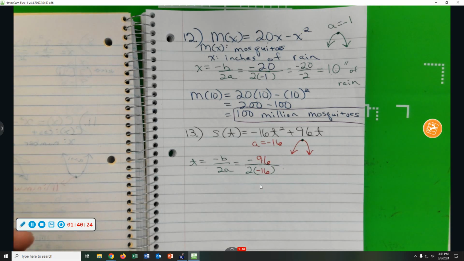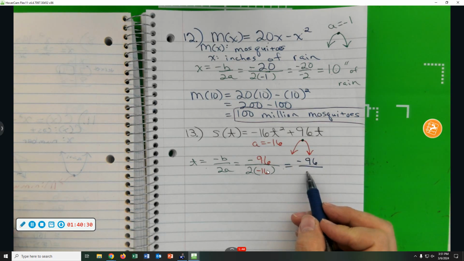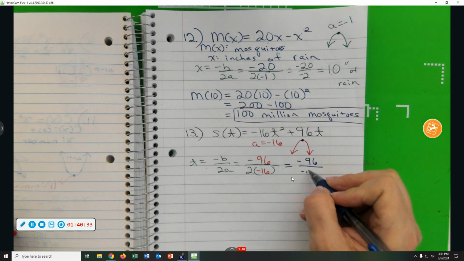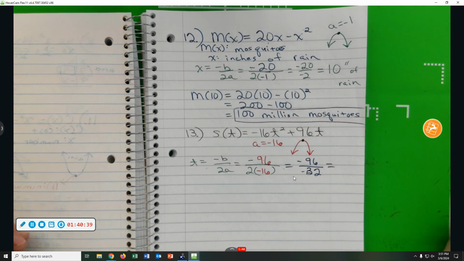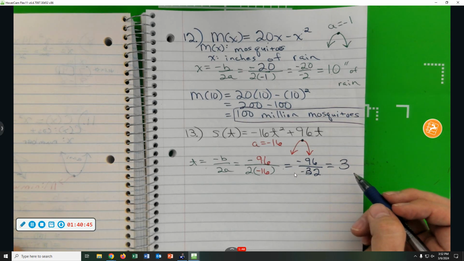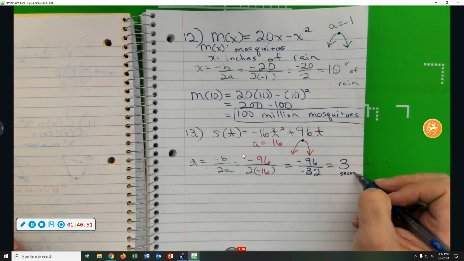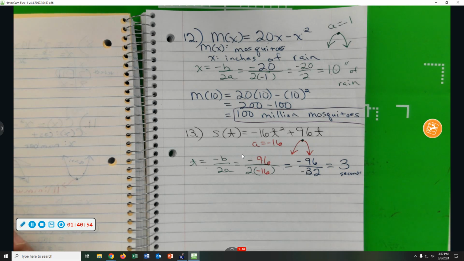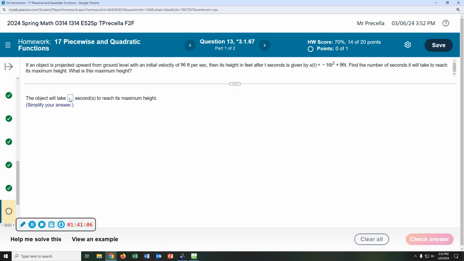So that is a negative 96 divided by, what's the denominator? 2 times negative 16 is a negative 32. And negative 96 divided by negative 32 gives me a 3. What is t representing? Time, so that's 3 seconds. The object goes up in the air for 3 seconds. It reaches a high point, and then it falls back down. It takes 3 seconds to go up.